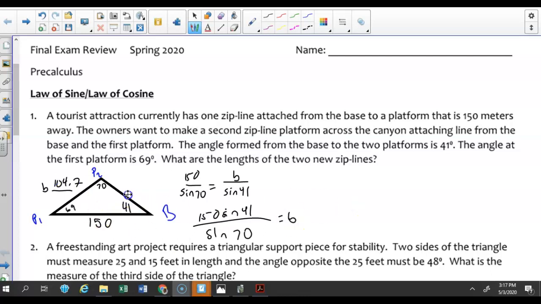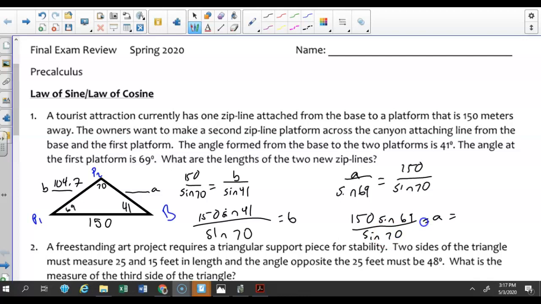And now I have to find this other side over here, and I'll call this side A. So we have A over sine of 69 equals 150 over sine of 70. We're going to cross multiply again, isolating the A. So you have 150 sine of 69 divided by sine of 70, and that equals A, which equals 149.0. So 149 meters.